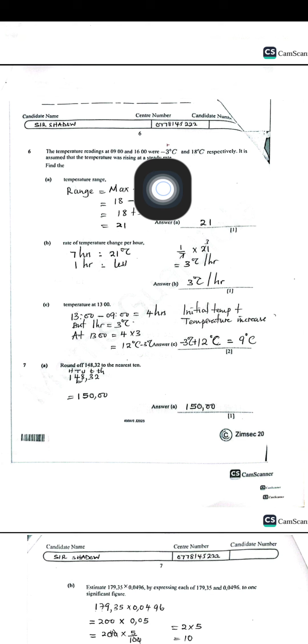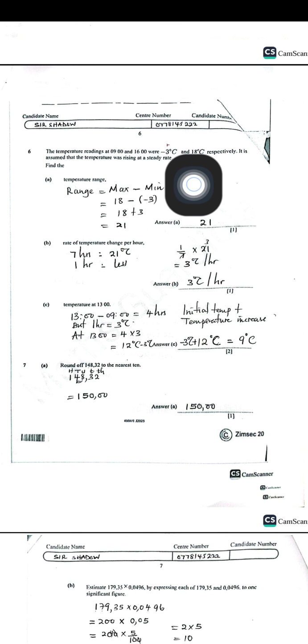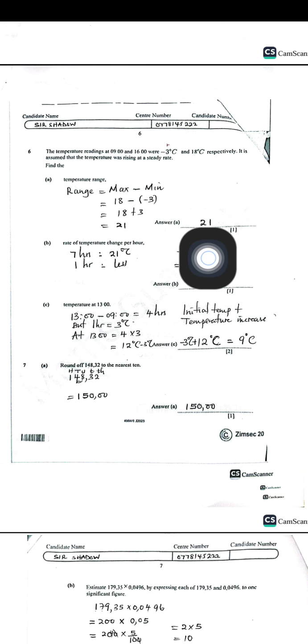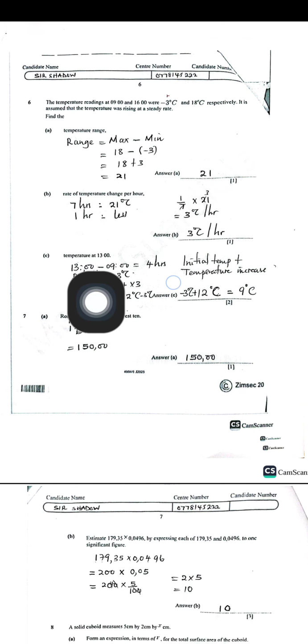was rising from -3 up to 18. So let's subtract. This one becomes the maximum, this one becomes the minimum. So it's saying 18 minus -3. This becomes 18 plus 3 to get 21, which is also found right here.